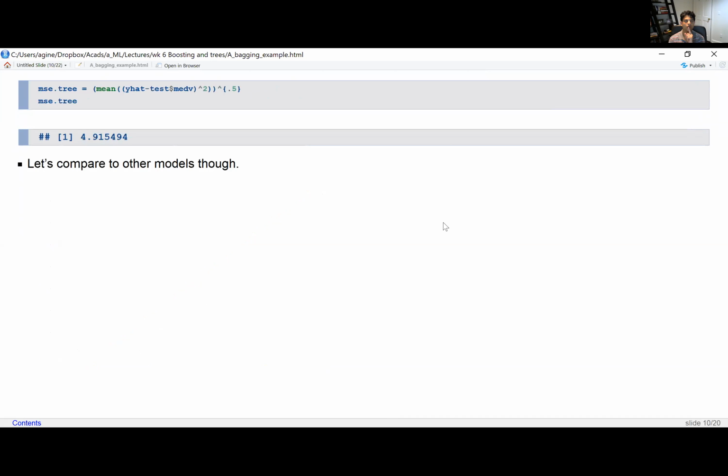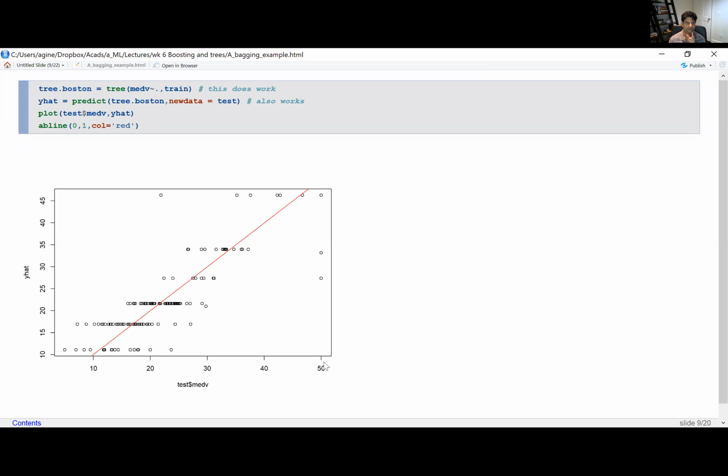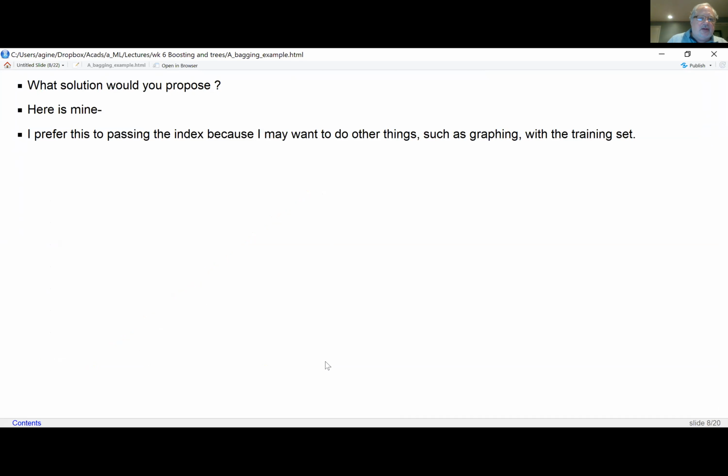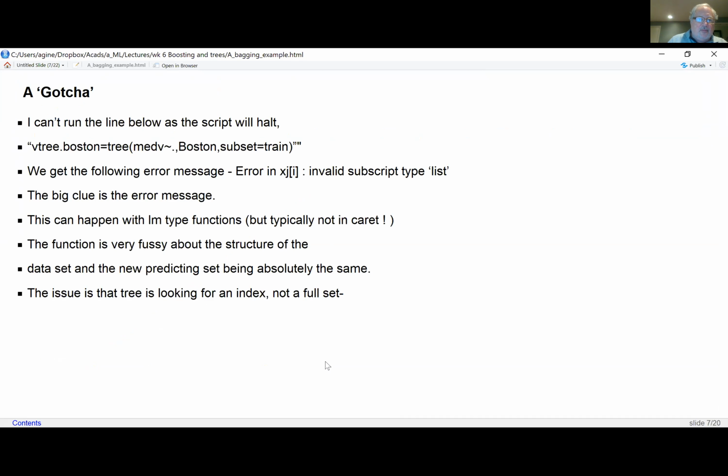Adam, like the one where you got the error versus this one, what's different? I see you still have tree and you still have train. The difference is, okay, if you go back, I said compute tree with the same formula. I said use the data Boston and just use a subset of train data. So this is saying create a tree for the median value against all the other variables using the Boston data, but take the subset that's train.